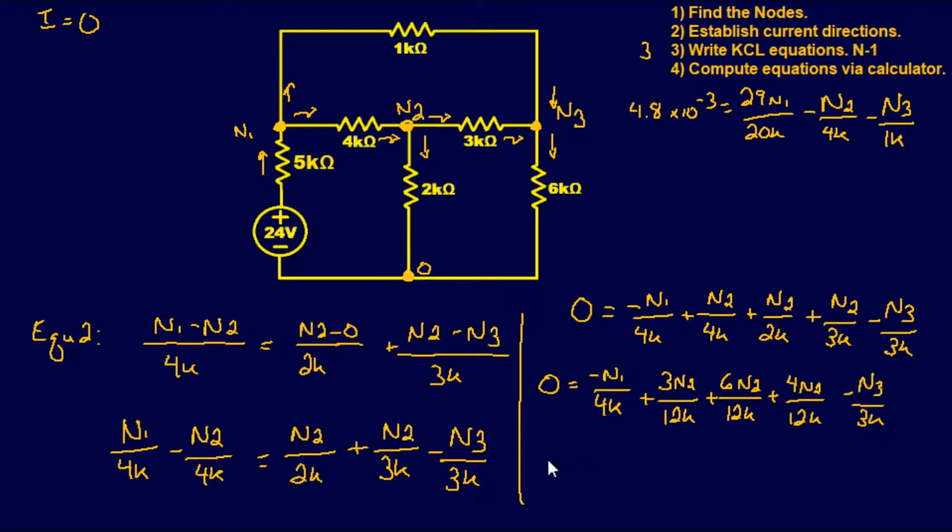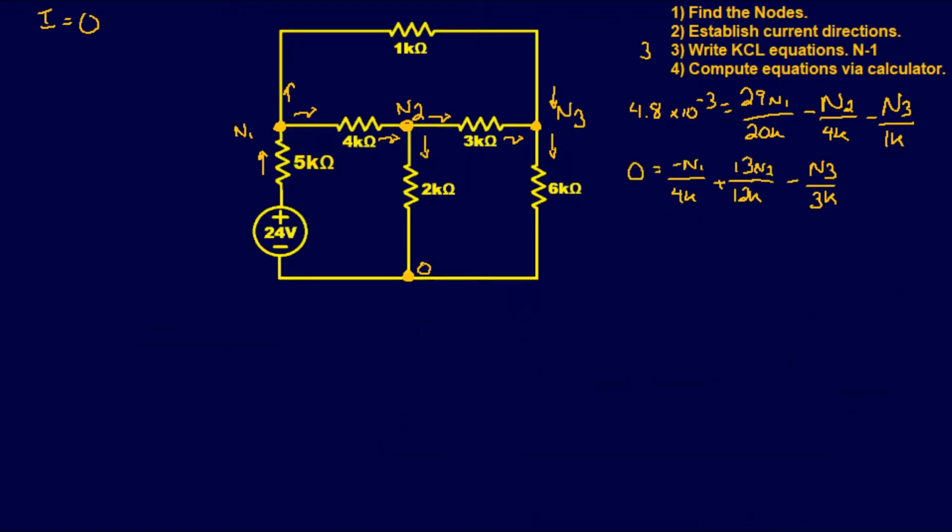Let's see if we can get a simplified answer out of this one. Negative node 1 over 4k plus 3 plus 6 plus 4 gives us 13. So it's going to be 13 over 12k. And then that's node 2. And that's going to be minus node 3 over 3k. And that's our next final equation. So what I'm going to do is I'm going to move this up here so that way this one's easier to track. So as of now, I have two equations accounted for.